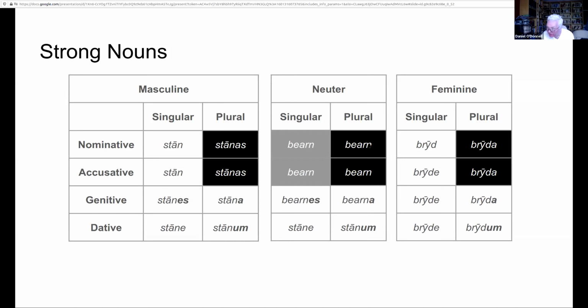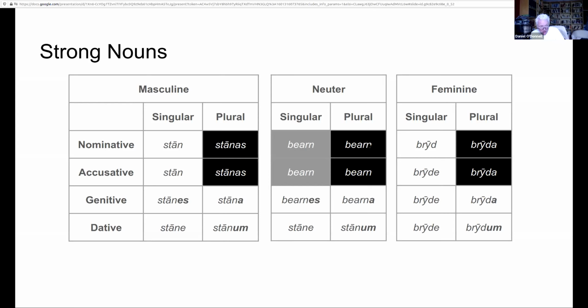So I said that they've got all these multiple things, and strong nouns is the one that we're looking at today, and that's often the one we start with. What I've got here is to show you the different declensions for the different genders. We've got stan as an example of a masculine noun, and that's its pattern, equivalent to girl, girls, girls, girls.